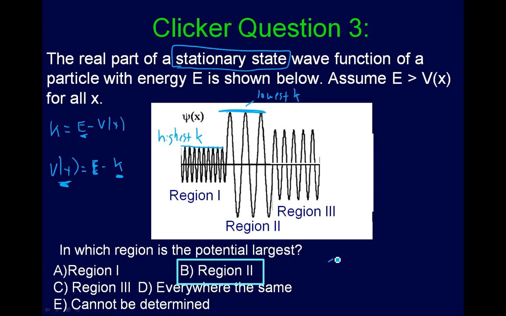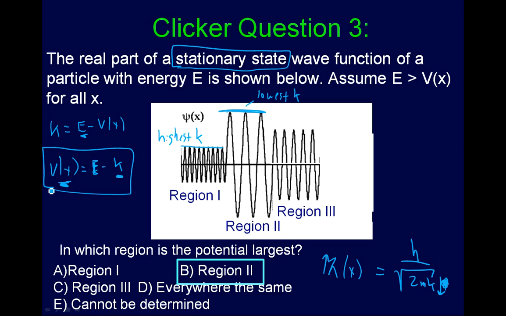You can also think about this in terms of wavelength. The same idea: my wavelength is inversely proportional to my kinetic energy, and so in region 2 you have the biggest wavelength, which means you're going to have the smallest kinetic energy. And the smallest kinetic energy again is going to give us the biggest potential energy.